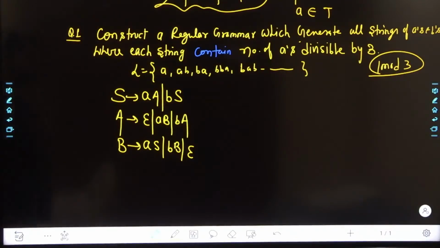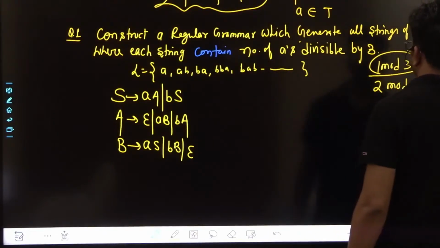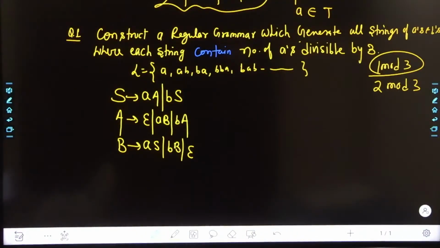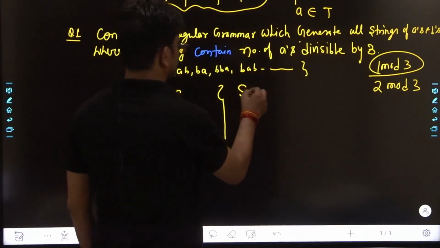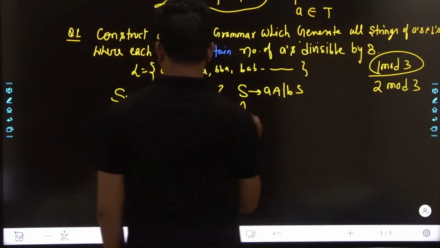Next one is number of A's 2 mod 3. Please, my dear friends, if you have any query, then please ask me. So what about the 2 mod 3? S generates AA, BS, A generates.